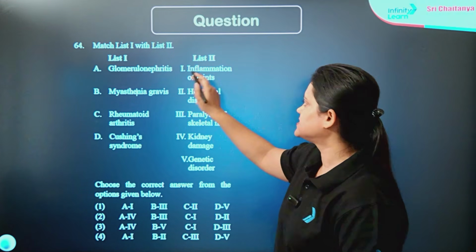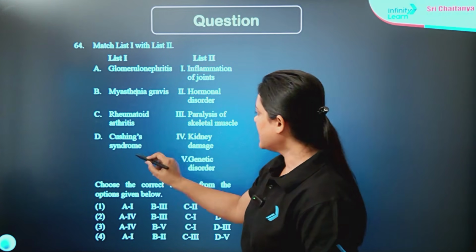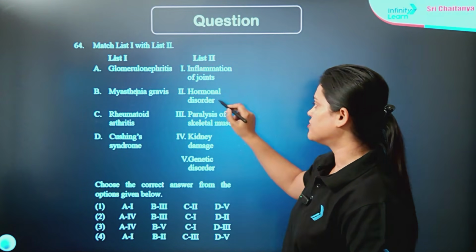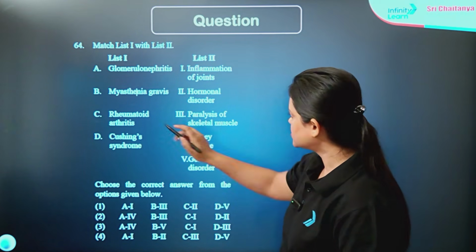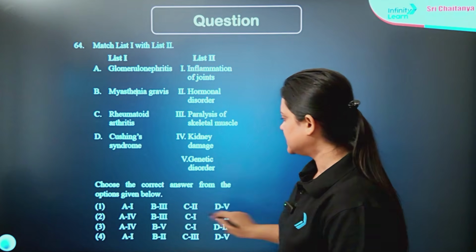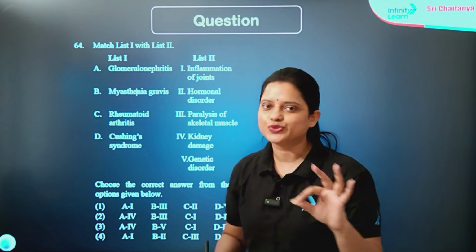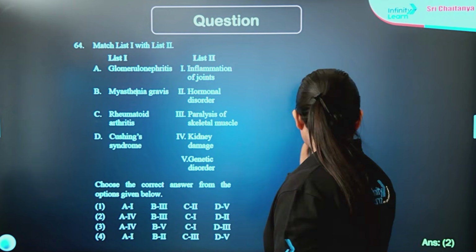Rheumatoid arthritis is inflammation of joint, and Cushing syndrome is hormonal disorder when the cortisol level increases a lot in the body. So D is matched with 2. So definitely we got our answer. It should be 2. Right?